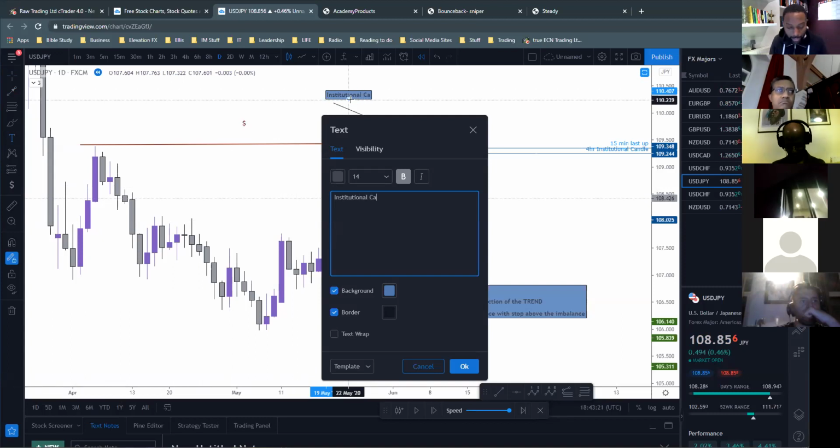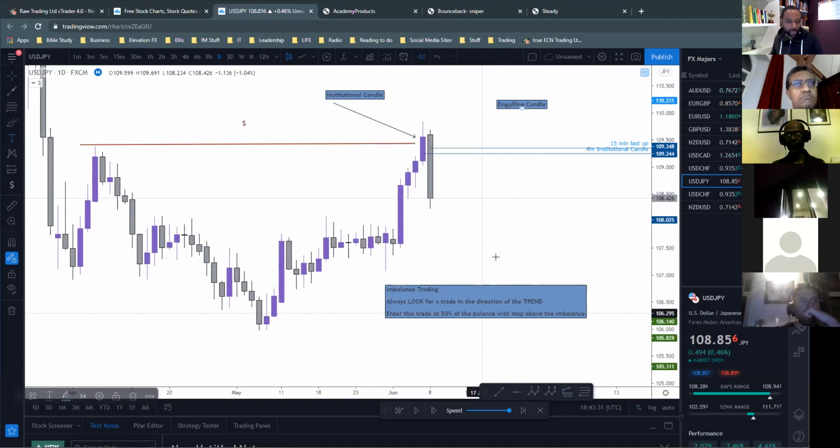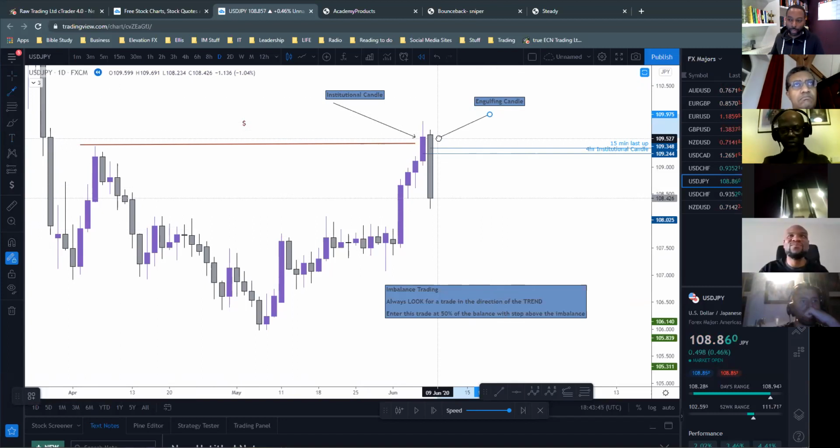Institutional candle. And we called the other one the engulfing candle. These two work together like brother and sister, like bun and cheese, for anybody that knows what bun and cheese is. These two work together like Yorkshire pudding and roast beef, whatever your thing is. These two things work together.